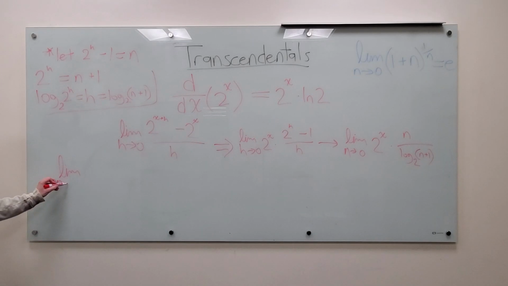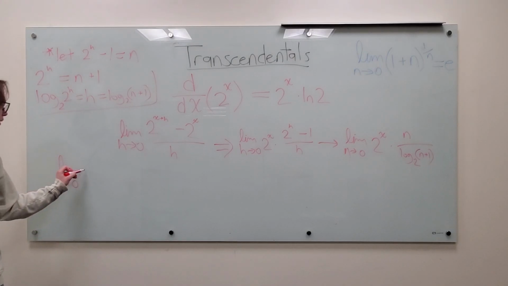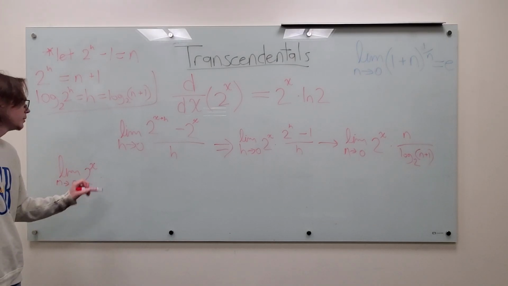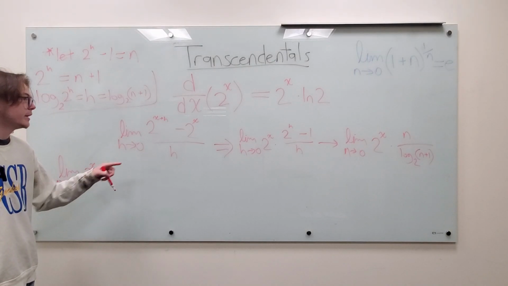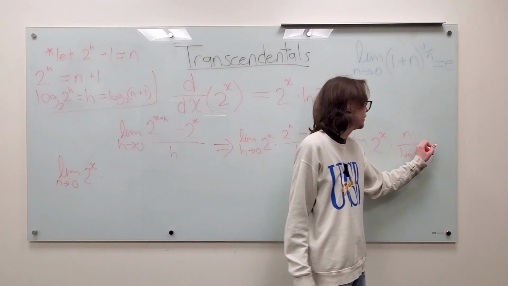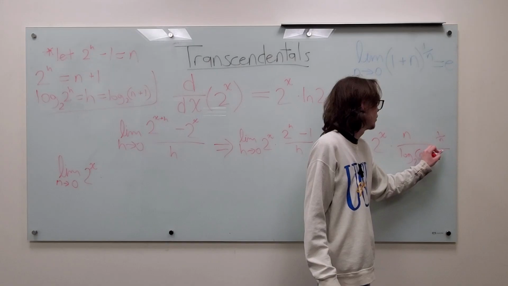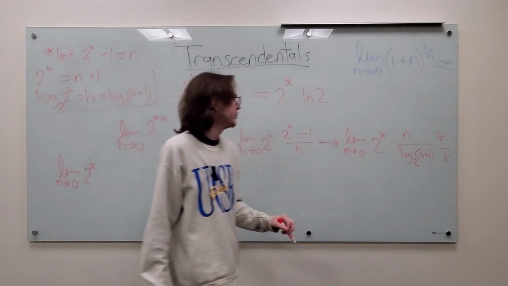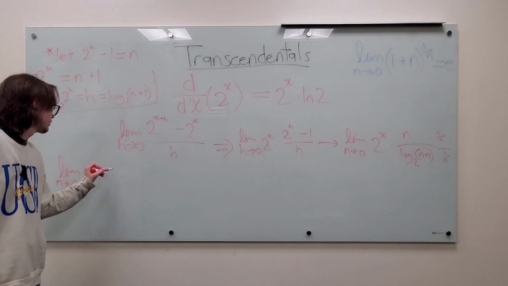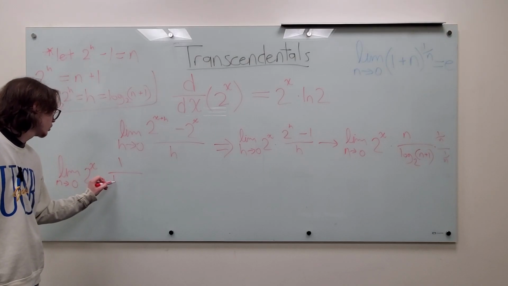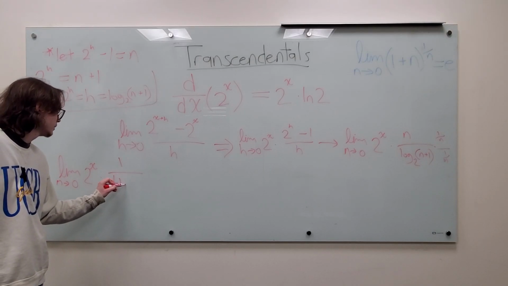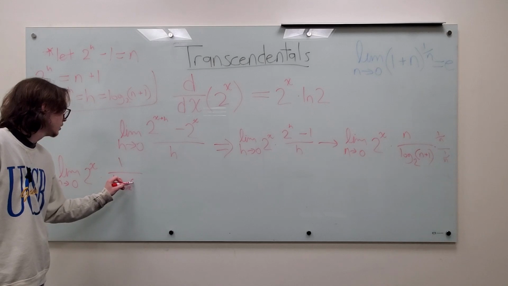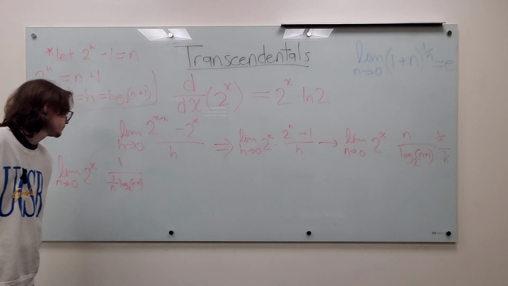We've got the limit as n approaches 0 over here of 2 to the x times, and again, we're going to multiply the top and bottom by 1 over n. Hopefully you can see that all right. So this is going to be 1 over n times the log base 2 of n plus 1.